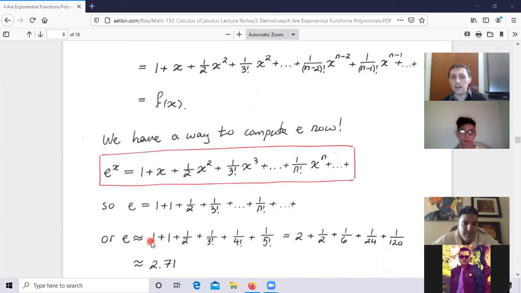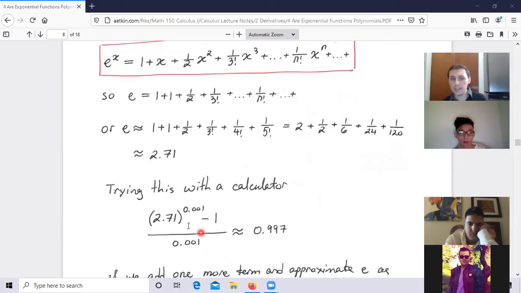Okay, so if I approximate it up to the 5th power, by a polynomial of degree 5, then e will be roughly 2.71. You see this? Just the sum, you can use a calculator if you prefer. It's 2. 1 plus 1 is 2. 2 plus 1 half plus 1 sixth plus 1 over 24 plus 1 over 120 is approximately 2.71. And if you try this in your calculator, try to see 2.71 to the power of x, its derivative at 0 is going to be 1. You put, again, the 1 over 1,000 in your calculator, and you get 0.997, somewhat close to 1.